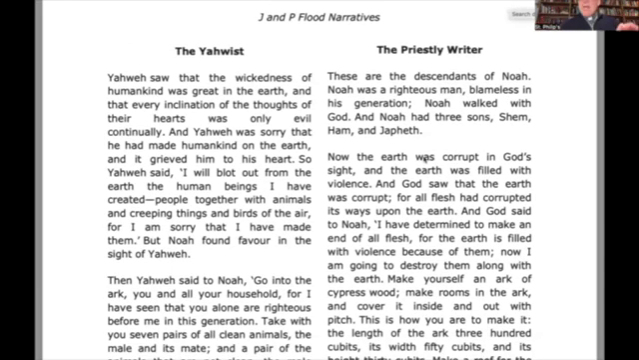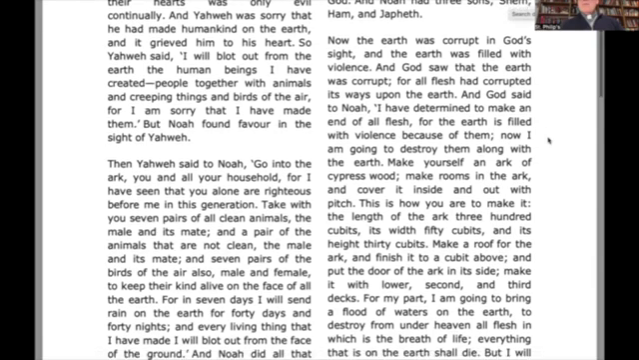it goes right away into genealogy, which is a prime example of P writing, and in more specificity about how things are going. So these are the descendants of Noah. So you're in the P version when you read about the descendants. Noah walked with God, and Noah had 3 sons, Shem, Ham, and Japheth. In the P version, the earth is corrupt because of violence and bloodshed.